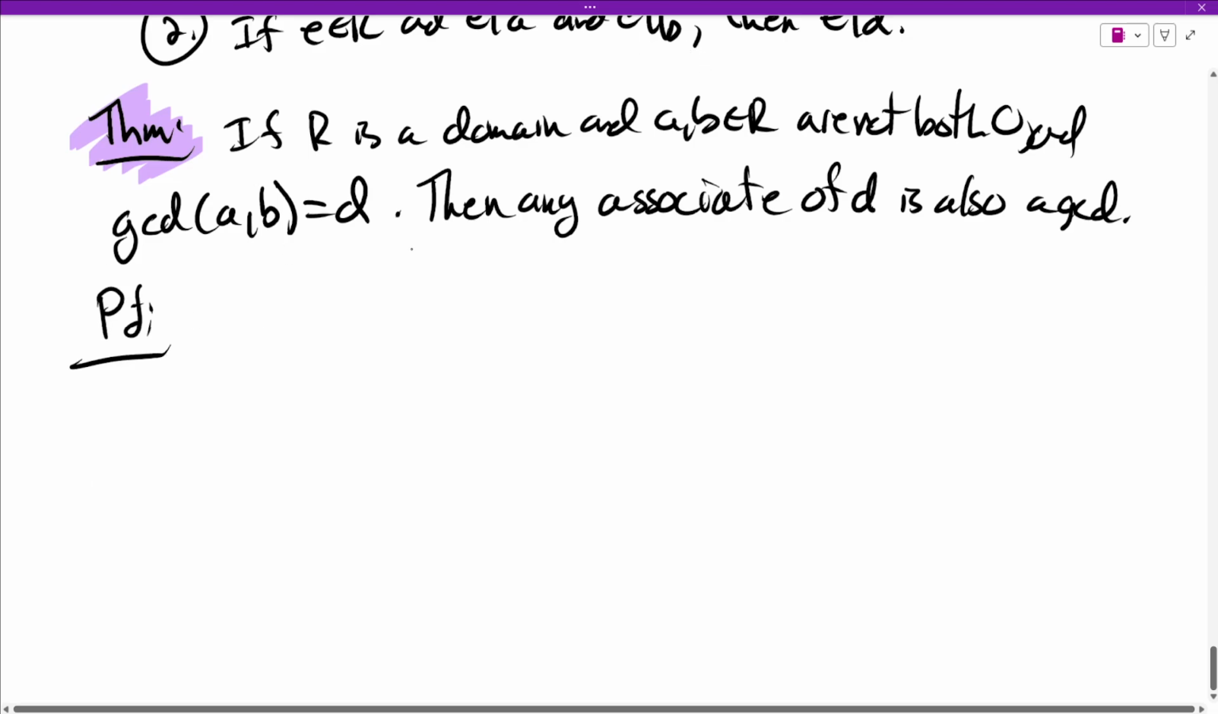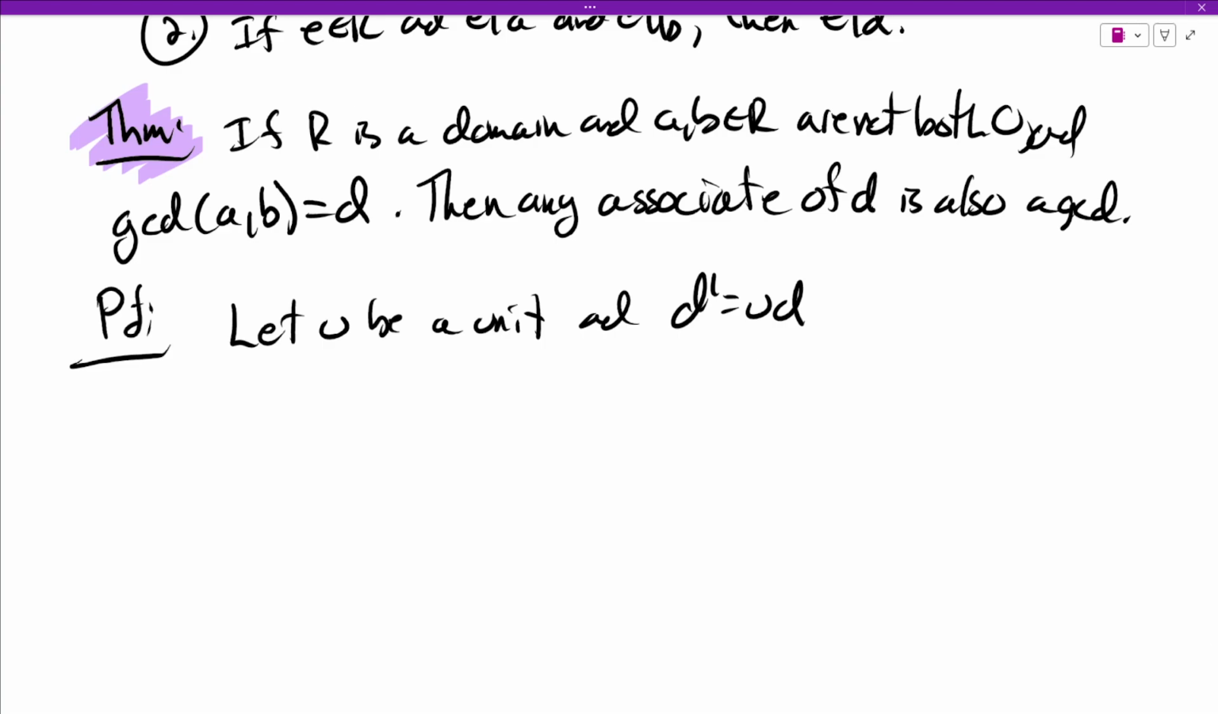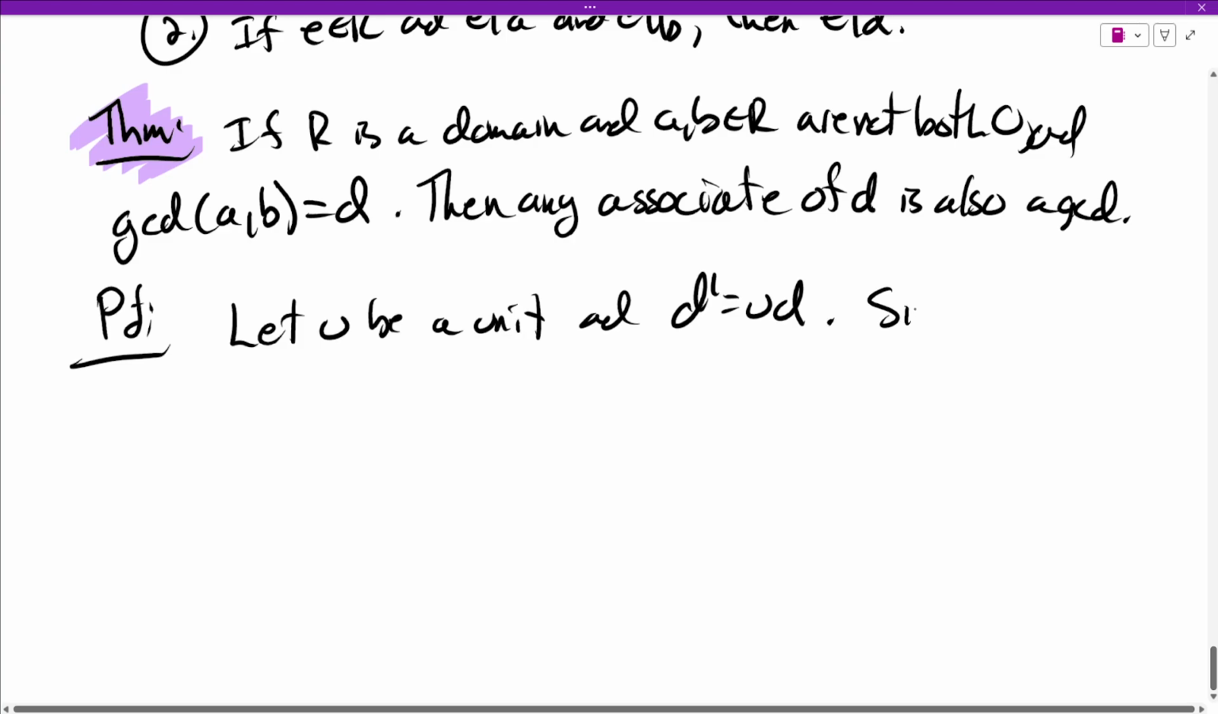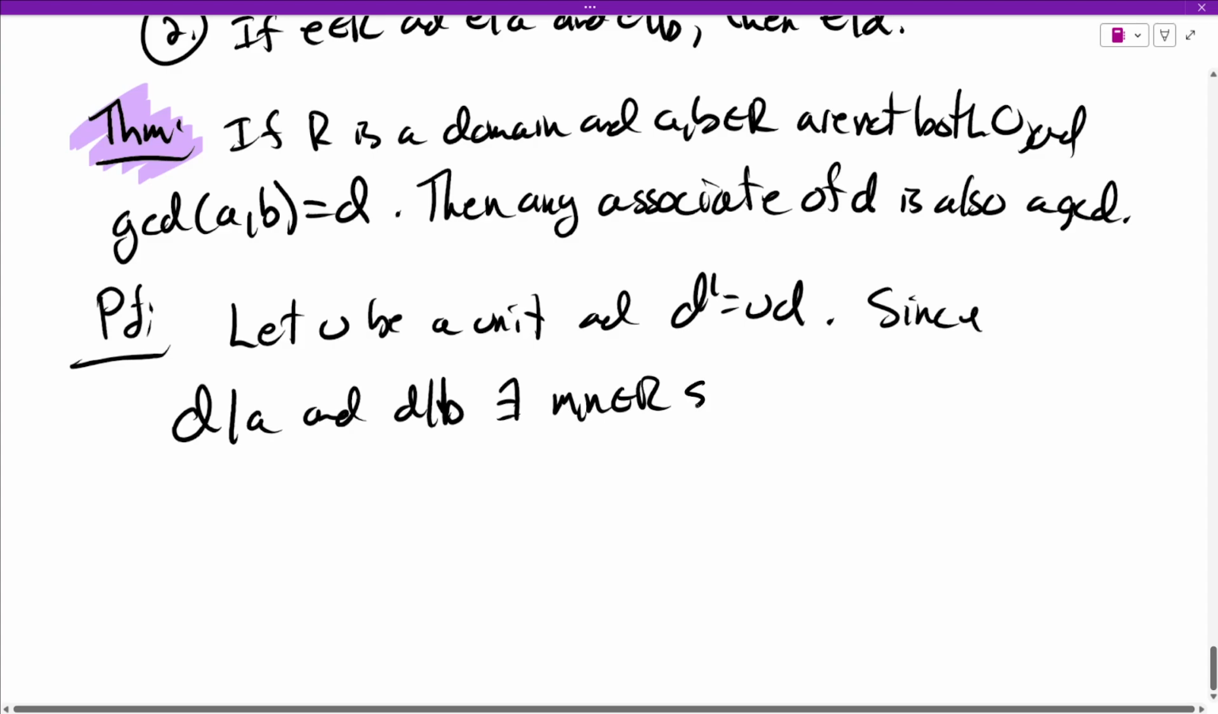All right, so suppose A, B, and D are as in the theorem statement, and let's take a unit. Let's let U be a unit, and let's let D prime be UD, so that we have an associate of D. Great. Well, since D divides A and D divides B, there exists some M and N in R, such that A is MD and B is ND.